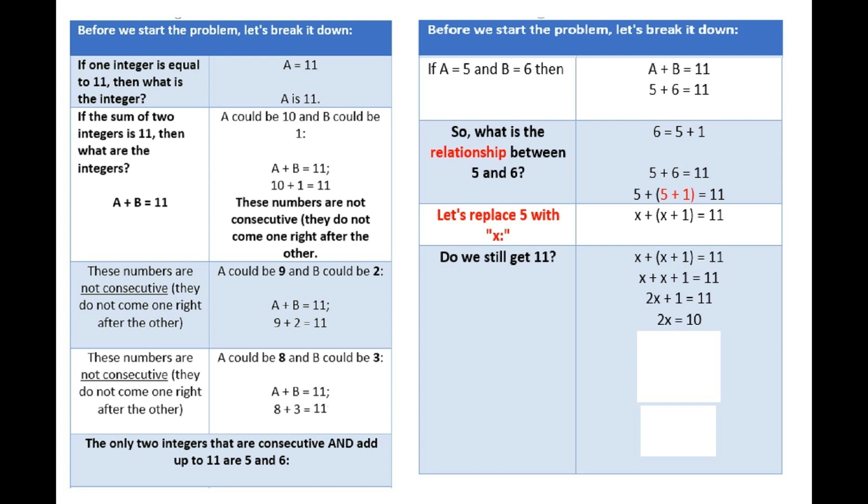And then we have 2 times x equals 10. Just divide both sides by 2. X equals 5, and then x plus 1 equals 6. So those are our two consecutive integers that add up to 11. Now let's go back to our problem.